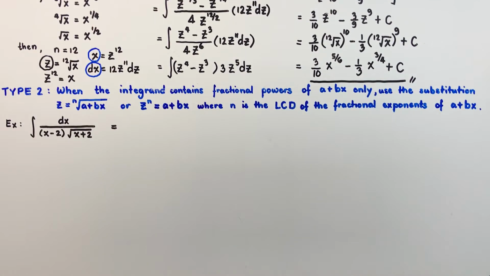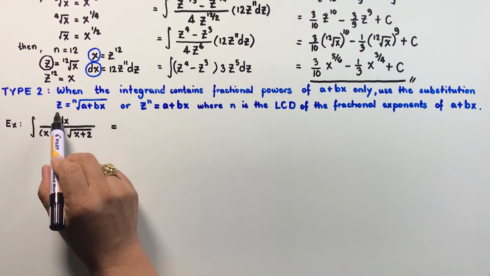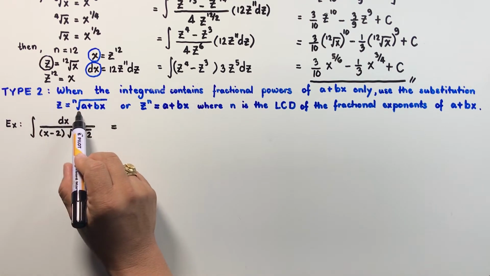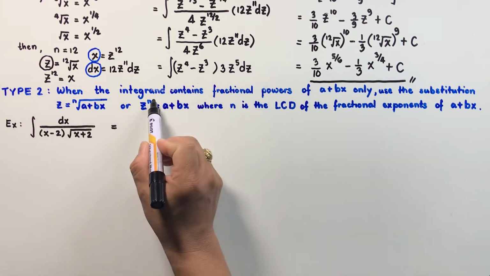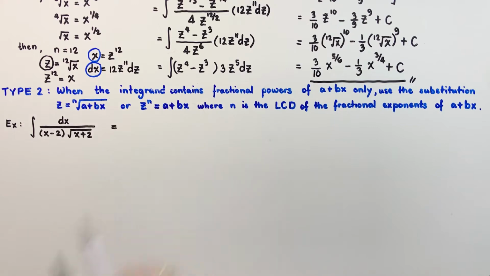Now let's proceed to our type 2 here. When the integrand contains fractional powers of a plus bx only, we use the substitution of z, which is equal to the nth root of a plus bx, or z to the power n is equal to a plus bx, where n is the least common denominator of the fractional exponents of a plus bx.